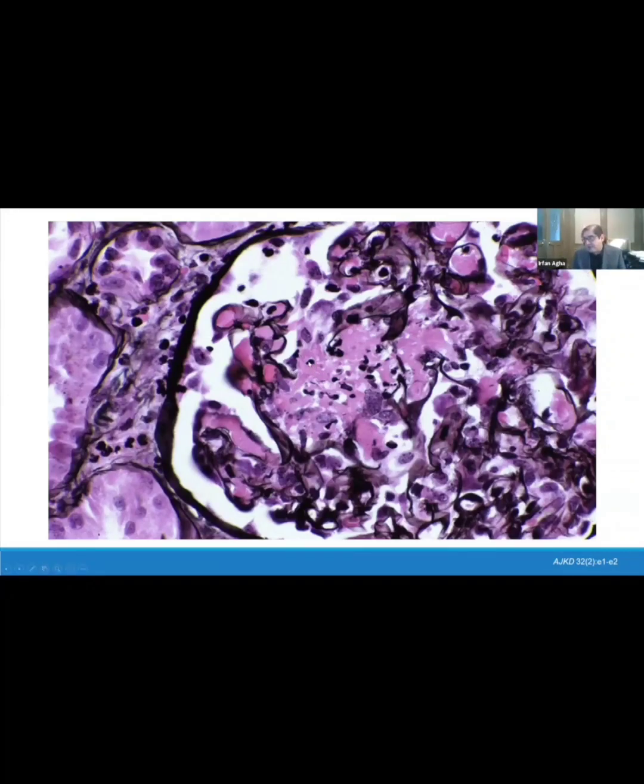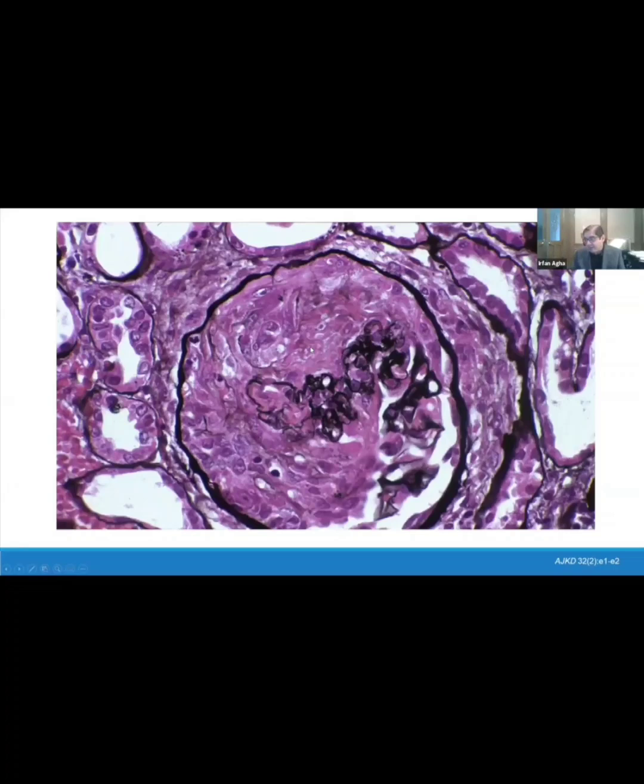So what happens is this material, this fibrinoid necrotic material, oozes out into the urinary space and causes an activation of the epithelial cells. And when that happens, you have massive epithelial hyperplasia. So you see here, this crescent is actually compressing the glomerulus down. The glomerulus is all collapsed here, and all you see here is a crescent. So that's what leads to crescent formation.